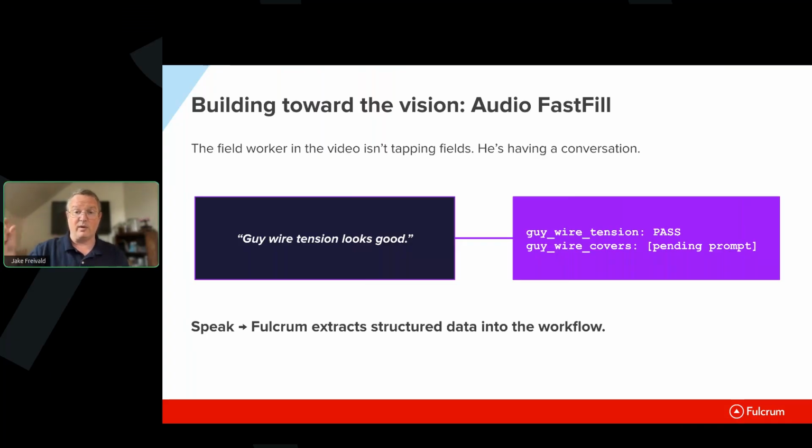You say the guy wire tension is a pass, and the guy wire covers, it doesn't know yet because you haven't said that the guy wire covers look good, and it'll fill in the blanks for you on all of those different form fields while that person's talking. That is something that's shipping today. It's been in production for quite some time now, and we've got a lot of customers starting to really use it and understand its value.